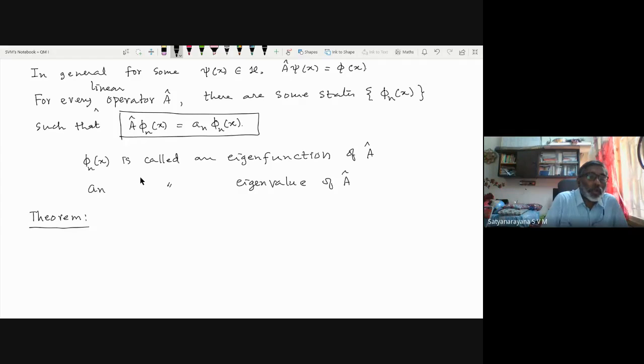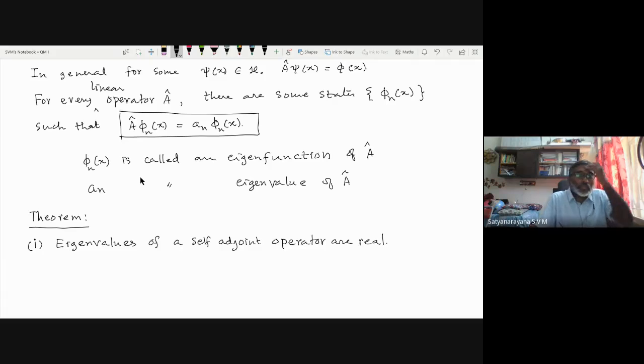This theorem has two parts. Part one is that eigenvalues of a self-adjoint operator are real. So in general, eigenvalues can be complex, but if you have a self-adjoint operator, then the eigenvalues of a self-adjoint operator are real. Now let's try to prove this one.